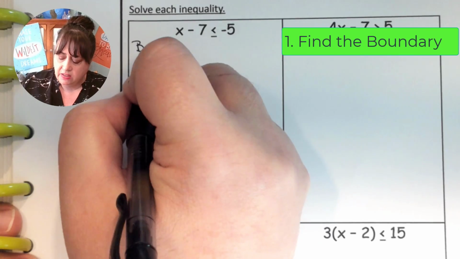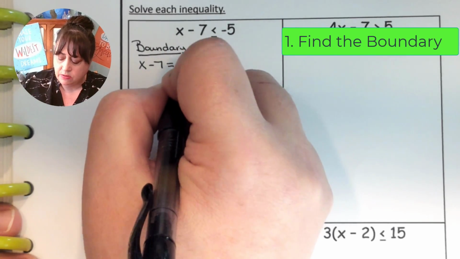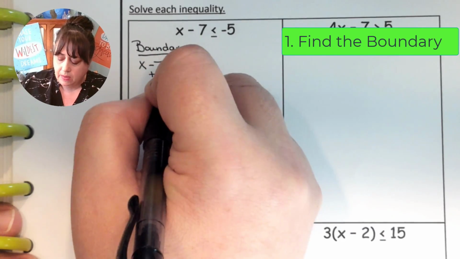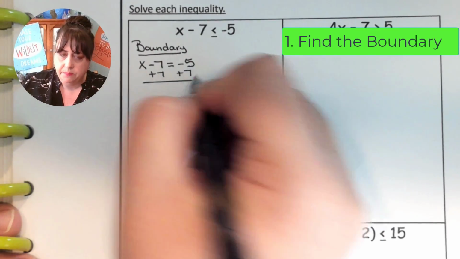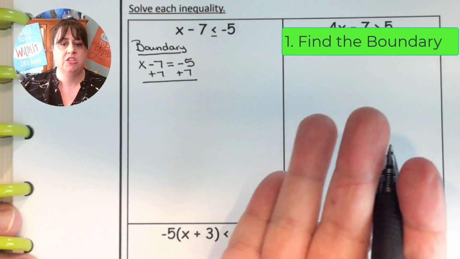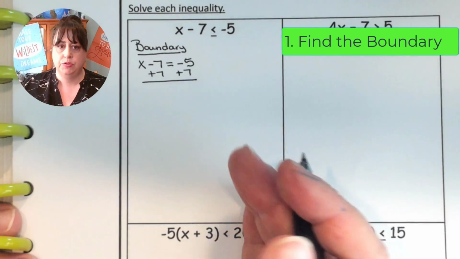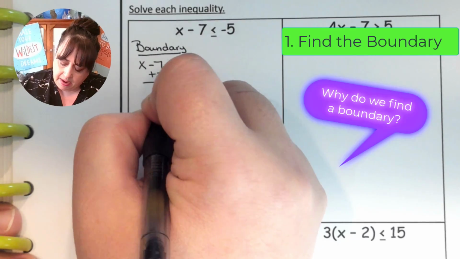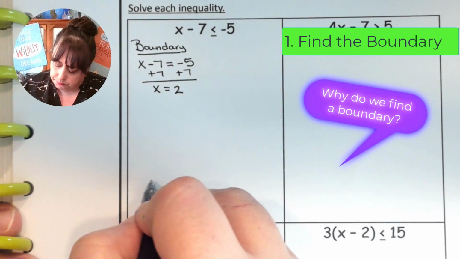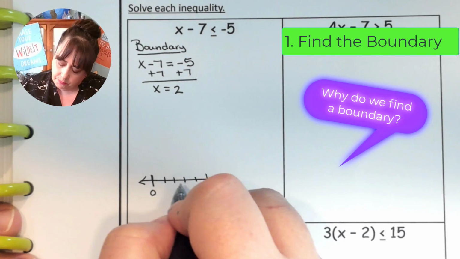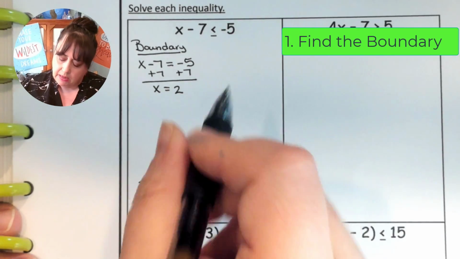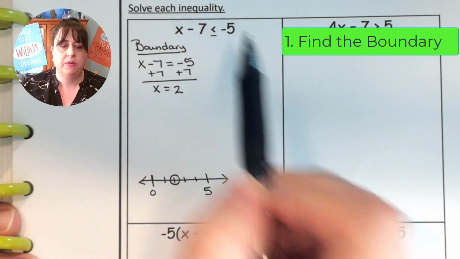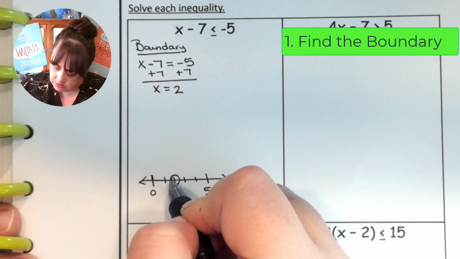So we change it into the equation: x minus 7 is equal to negative 5. And we add 7 to both sides, because we're looking for where it changes from false to true or true to false. So x is equal to 2. At 2, we know something happens. And we look here, and this is a less than or equal to, so that would be a closed circle.